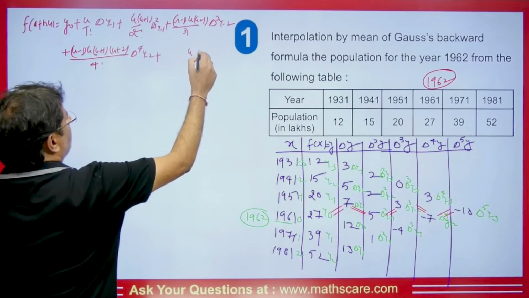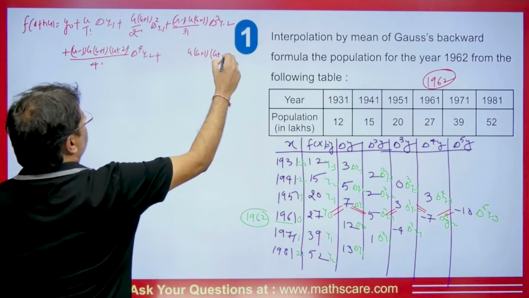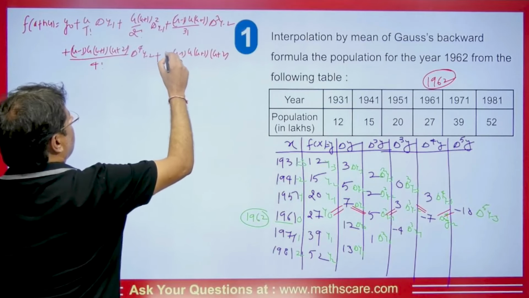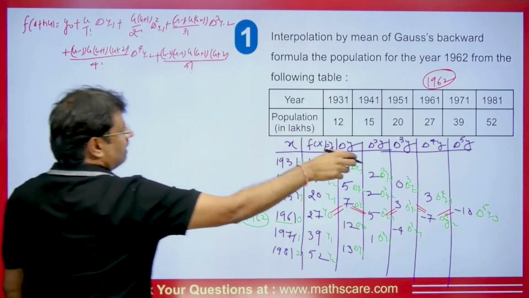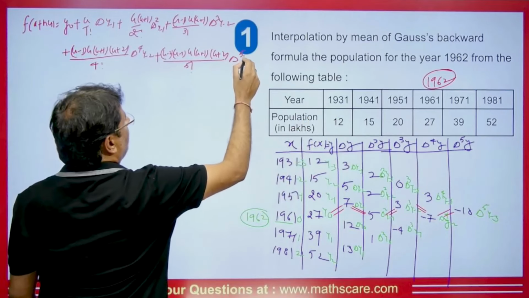So this will be u into u plus 1, till here u plus 2. This will be u minus 1 and here it will be u minus 2, divided by 5 factorial, and here we will get del power 5 y minus 3. Listen here, we have the value of this here.